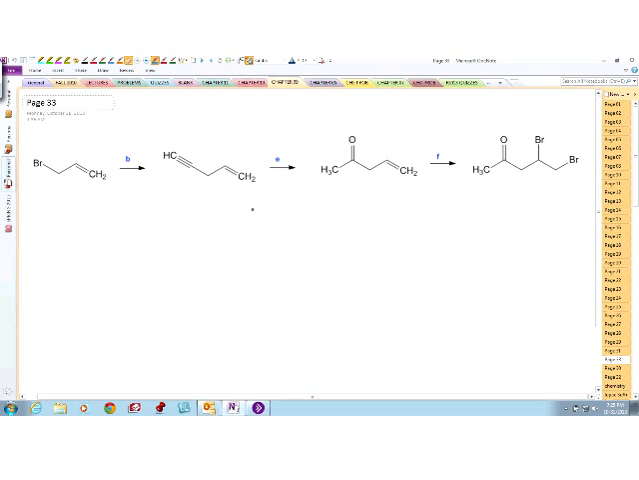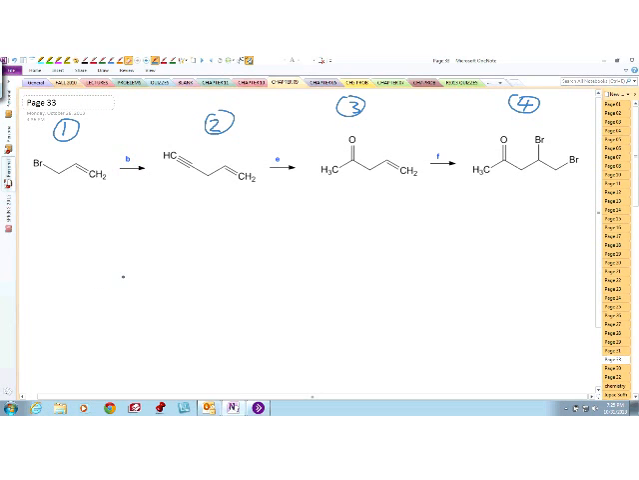Okay, now this should be fairly simple. Suppose you have this type of problem. Supply these reagents B, E, and F, going from, let us call this compound 1, compound 2, compound 3, compound 4. Okay, we want to go from compound 1 to compound 2.